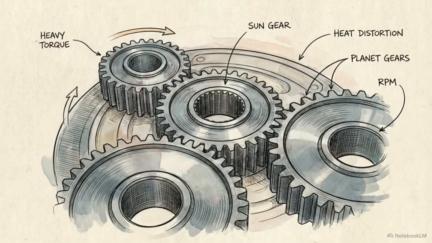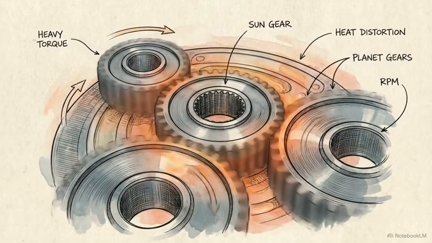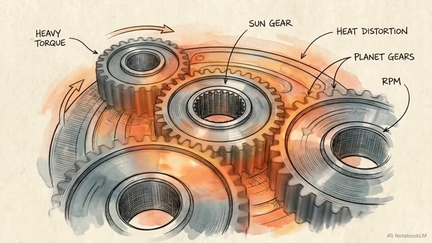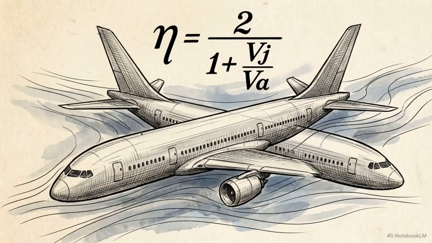Transferring tens of thousands of horsepower through these gears without failing under extreme thermal stress requires flawless metallurgical precision and continuous heat dissipation. From Frank Whittle's single-shaft turbojet to the massive planetary gears of modern flight, the evolution of aviation propulsion is the continuous physical execution of the Froude efficiency equation.